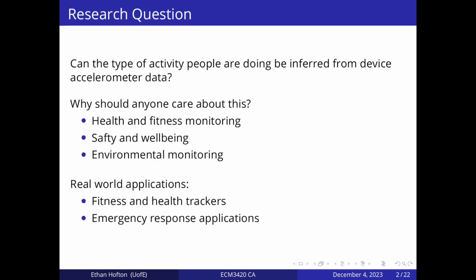Can device accelerometer data be used to detect the type of activity a person is doing? In this presentation, we'll present this problem as a multi-class classification problem and employ a series of machine learning techniques to answer this question. But first, why should anyone care about this problem?